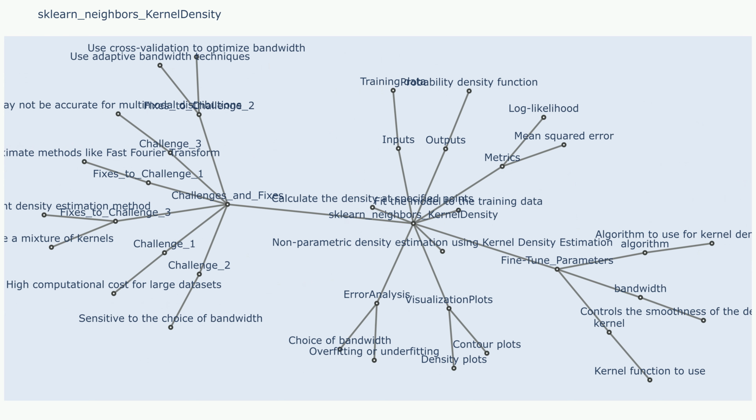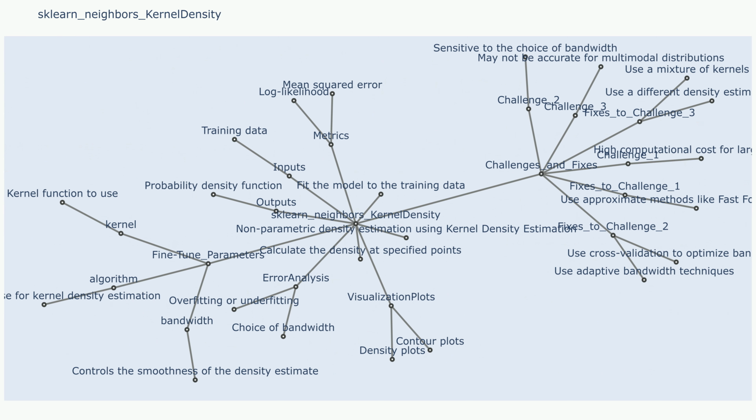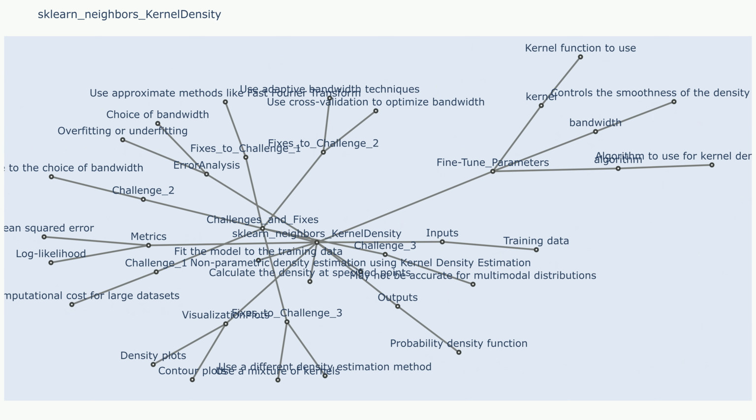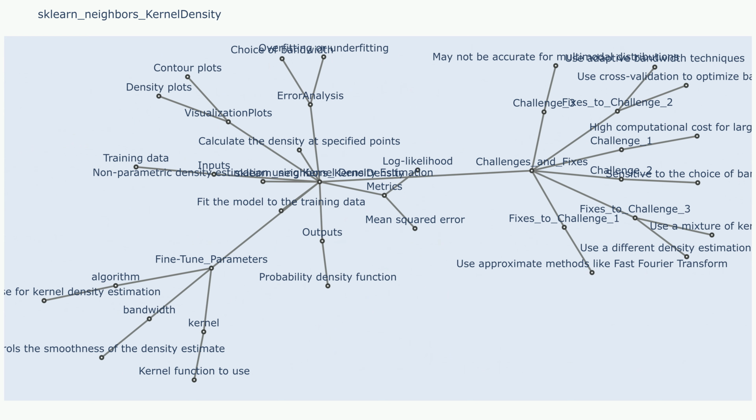Steps. Fit the model to the training data X. Determine the probability density at any point based on the kernel function and the distances to the training points. Metrics. Log likelihood score measures the fit of the model to the training data. Cross-validation score evaluates the performance of the model on unseen data. Visualization plots. Density plot visualizes the estimated probability density function. Contour plot plots the contours of the estimated density function.